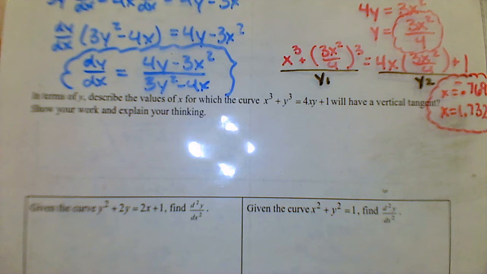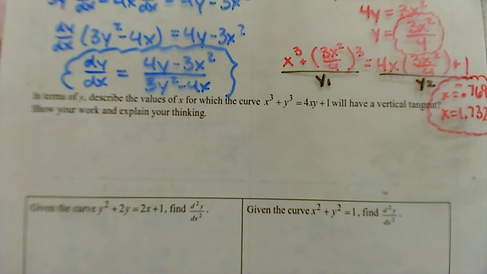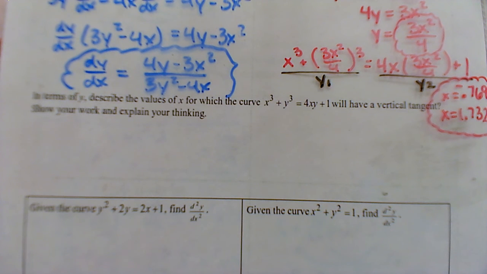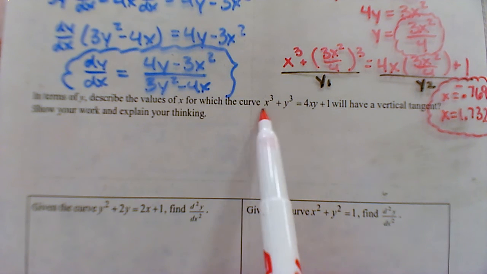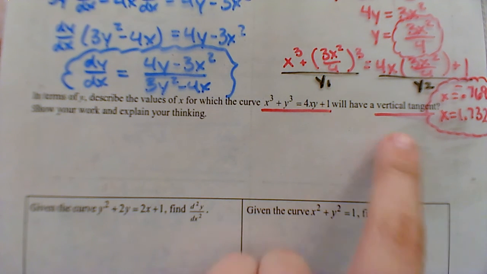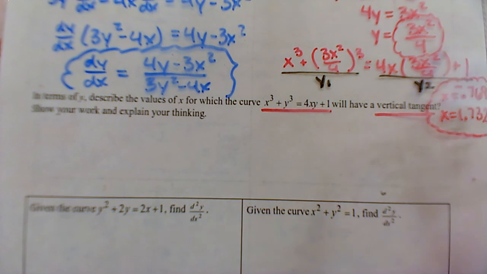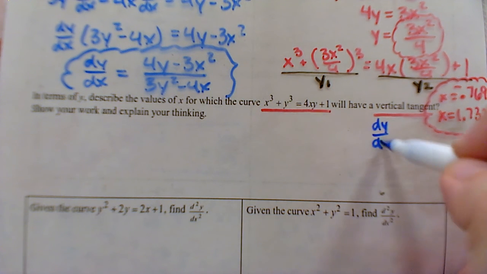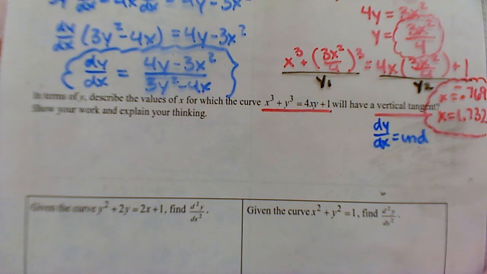In terms of y, describe the values of x. Okay, it's not saying find the values. Difference in wording. It says describe the values of x, for which that curve will have a vertical tangent. Okay, so vertical tangent, what does that mean in terms of your derivative? Derivative means slope. If the slope is vertical, it's said to be undefined. Okay. So the derivative is undefined.